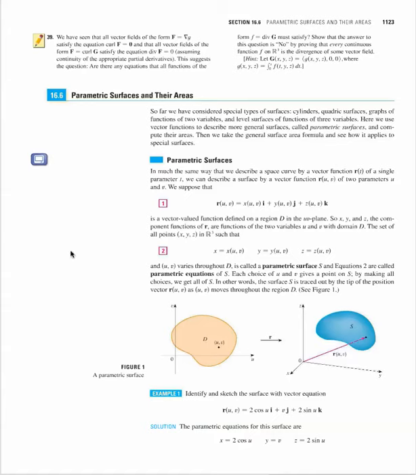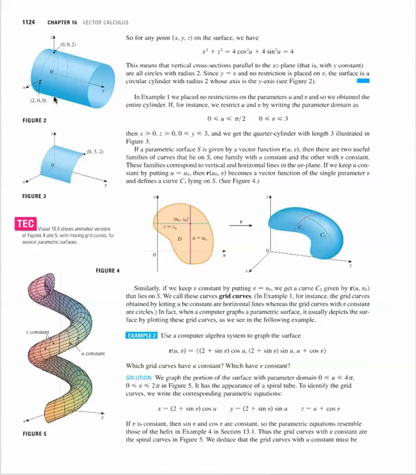Just like we've talked about parametric curves before, here we're going to talk about parametric surfaces. If it takes one variable to parameterize a curve, it takes two variables to parameterize a surface. And we're going to have just some examples of parametric surfaces for the first part of this section. So example 1 gives a really common parameterization of a cylinder.